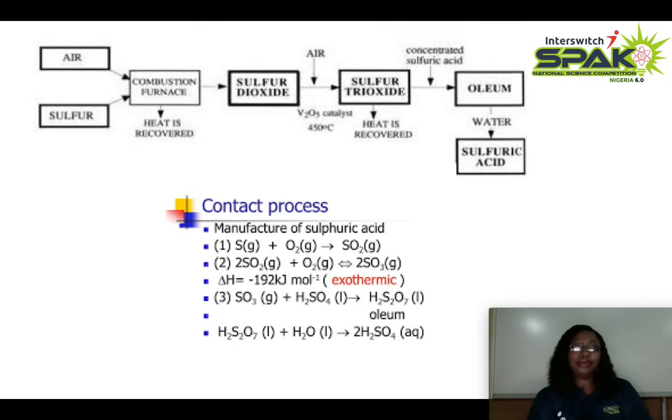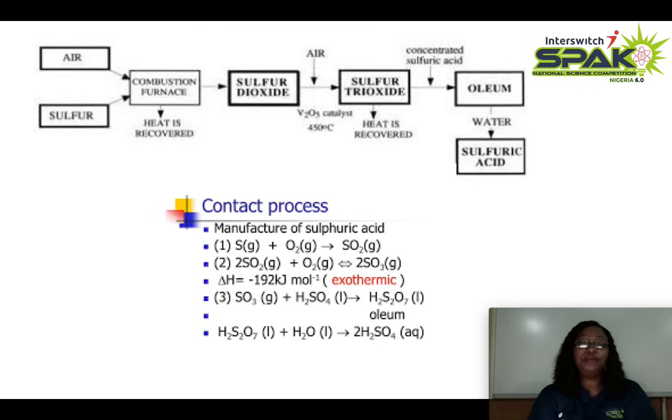Okay. One major element that is very nice for us all to know, and it has a lot of compounds under it, is sulfur. Yes, it's a yellow solid. It's a non-metal, but it's a solid, and it's yellow in color.